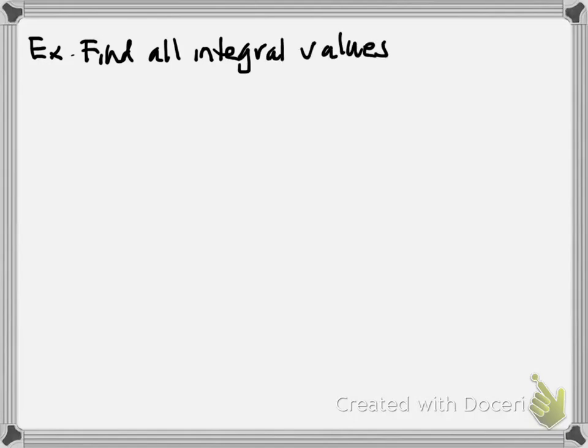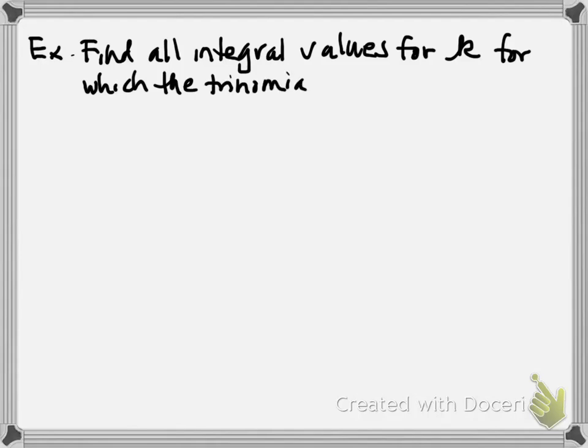Again, this is kind of weird language, but I just want you guys to be aware of it. So I'm going to write out the directions, and then we're going to stop and take a few moments to go through the words, and then we'll do a practice problem. It says find all integral values for, and we're going to use the variable k, for which the trinomial can be factored.